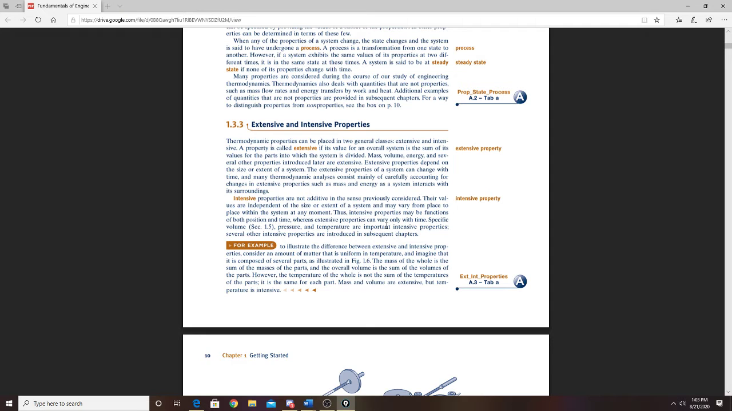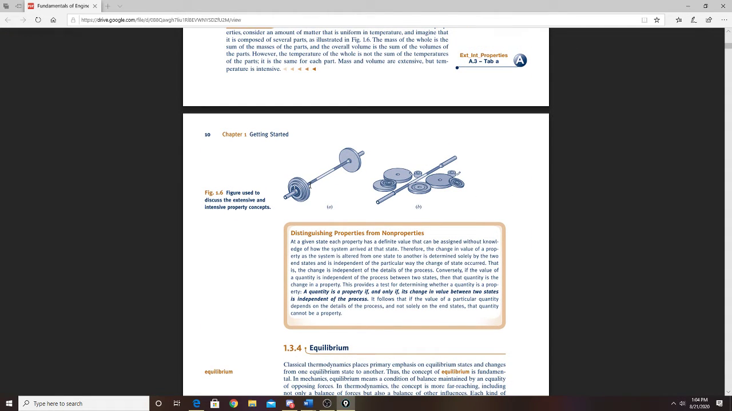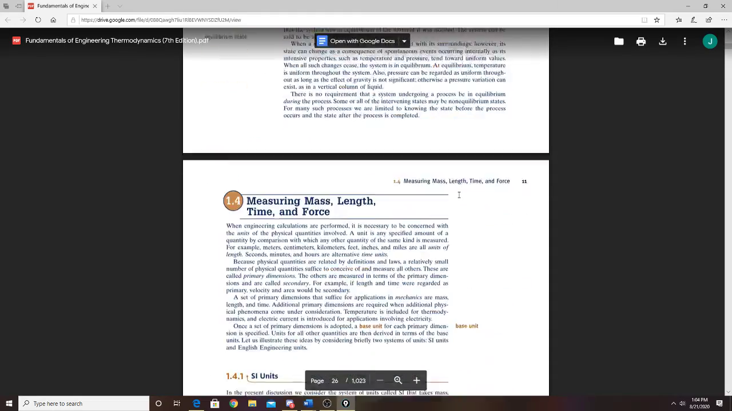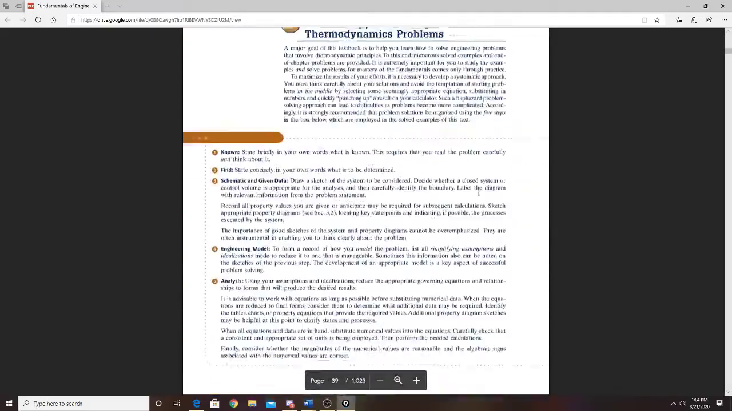Intensive properties do not depend on it. Basically, they depend on something that's not related to the size of the system. So, for example, temperature does not depend on the size of the system, right? If there's an object in front of you, there could be differences in temperature that are unrelated to how big the system is, right? So those are the two types of properties. Now we scroll back down.